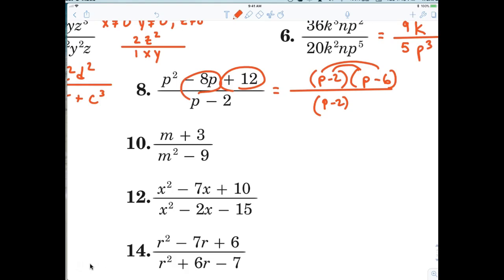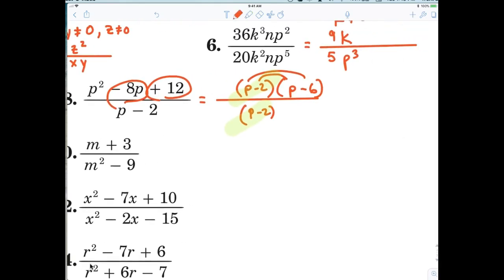Now I can reduce the what? So your final answer is just p minus 6. Now if you put p minus 6 over 1, it's not bad, but p minus 6 over 1 is the same as p minus 6. Everybody good with that? So essentially what you're doing is factoring and reducing, factoring and reducing. All right?